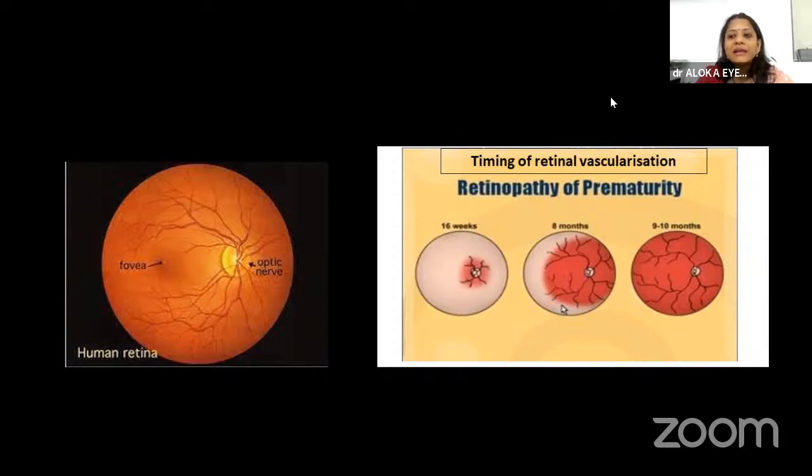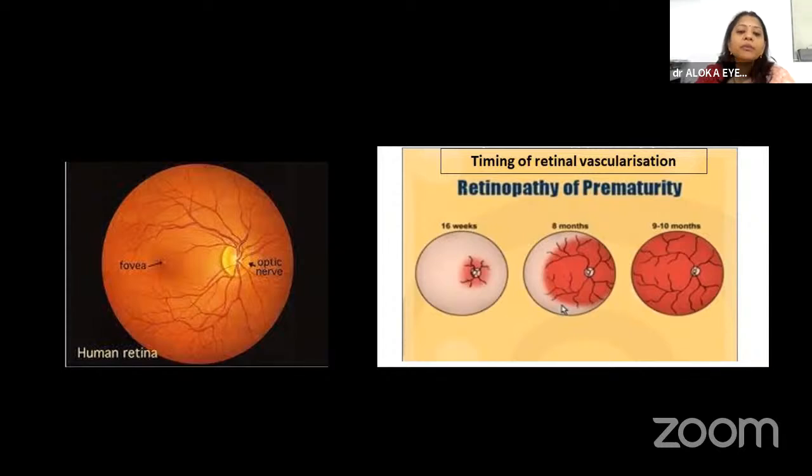Now, the timing of vascularization is very typical. By 16 weeks gestational period, only the posterior pole, that is the optic disc and a little bit of macula, develops. By say 32 weeks, zone 2 develops quite well. And the development of the entire retina takes place by 36 to 40 weeks. So even sometimes in a full-term baby, the retinal development may happen post-delivery.